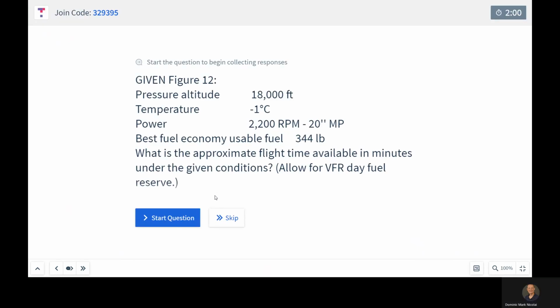Okay, try another one. Now this one, different column, different power setting, but notice in the fuel line it says best fuel economy usable fuel. So this fuel flow is going to require modification. You're going to find the best power number from the chart, and then apply the note to modify it, and then use that number with your 344 pounds.